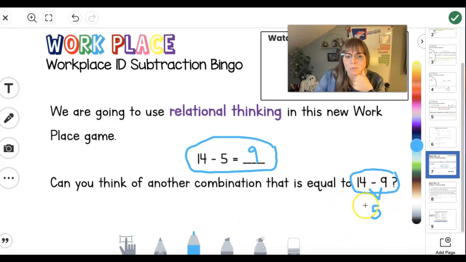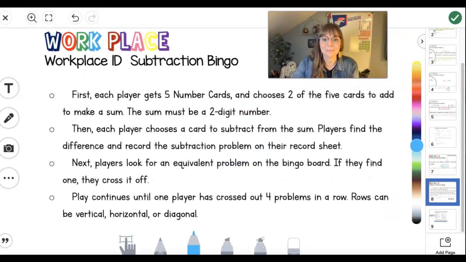14 minus 9 equals 5. 5 plus 9 equals 14. We need something to come up with that equals 5. Well, I know that 5 plus 0 equals 5. 10 minus 5 equals 5. 8 minus 3 equals 5. We know a lot of different combinations that can equal the same number. That's called relational thinking. This is how we're going to play the game.